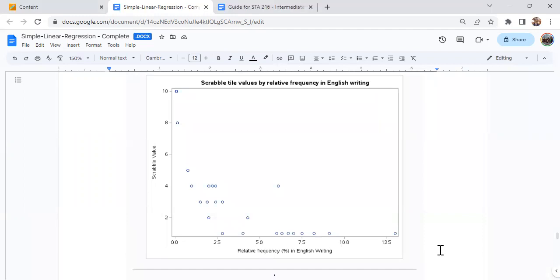Sometimes you don't necessarily have an orientation that makes more sense than another, but in this case, it definitely makes sense that we're predicting the Scrabble value. Like that's determined based on how easy it is to use that letter in Scrabble play. So this is the one way that makes sense in this context. Okay.